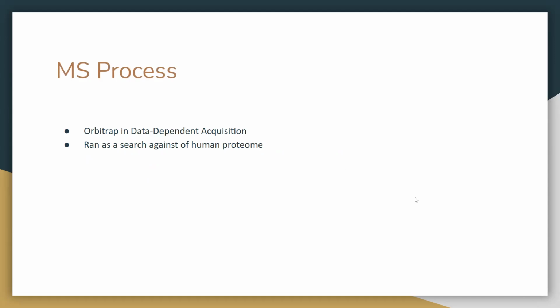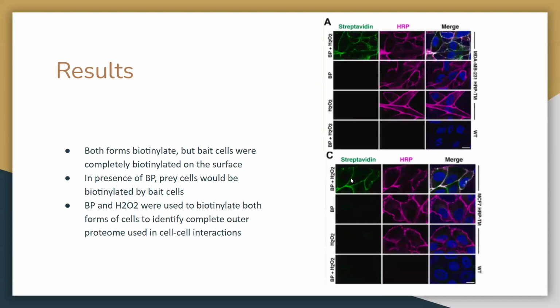From here, they did a mass spectrometry process where the Orbitrap in data-dependent acquisition mode was used. And then they ran it as a comparison against the human proteome that they had already known, so that they could get a comparison between which proteins in the cloned cells that they had cultured were actually working as compared to those that were in the already known human protein structure.